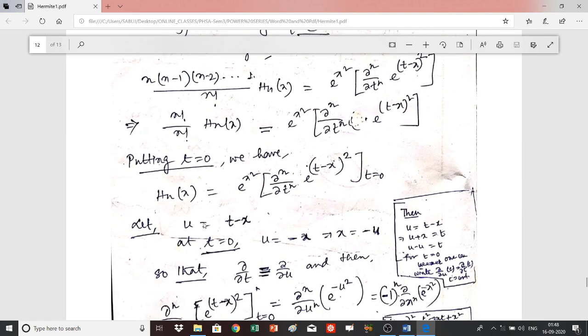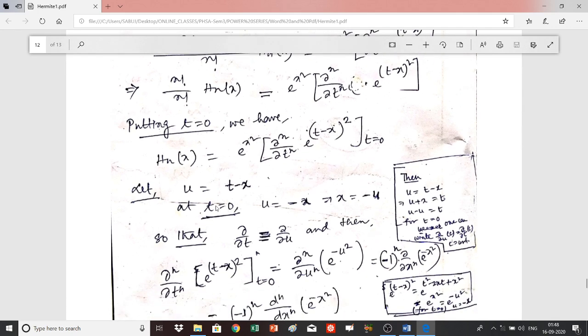So now substitute, or let u is equal to t minus x, and from here, since at t is equal to 0, u is equal to minus x, or x is equal to minus u. So here you can write, at t is equal to 0, del t should be equivalent to del u, because it is written here u is equal to t minus x, so u plus x is equal to t, or x is equal to minus u.